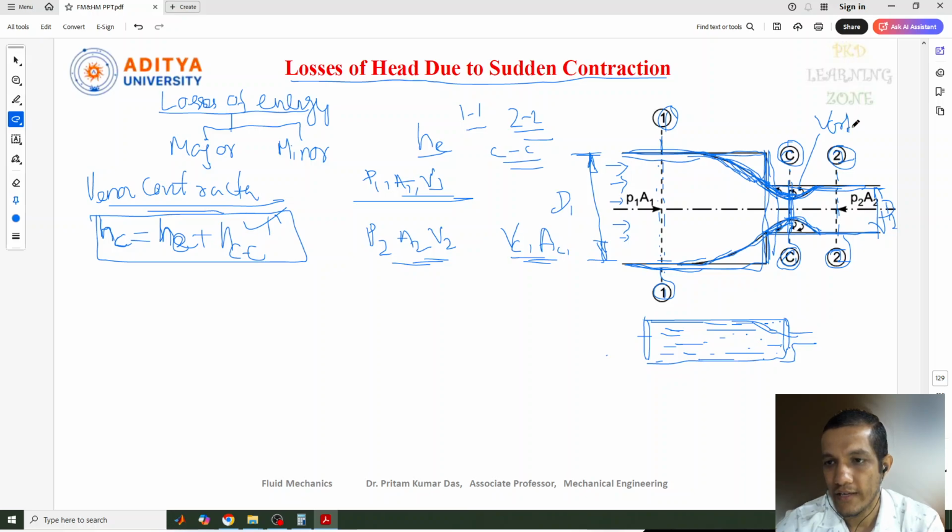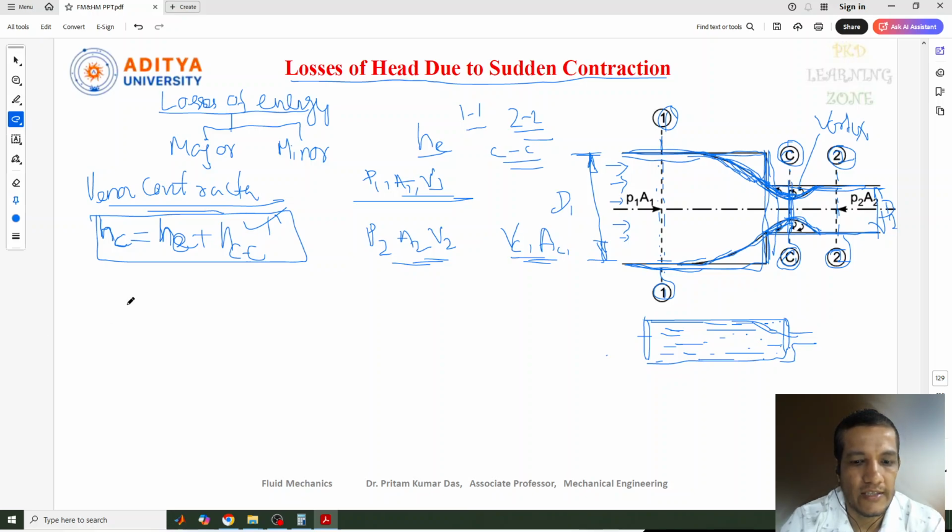Some vortex formation will happen, and due to this vortex formation, it will create an impact of pressure on the fluid flow, which is the major reason for the losses of fluid, or the losses of energy actually. So this vortex is also creating a pressure on the fluid surface at this point also. That's why the losses that happen after the vena contracta need to be considered.